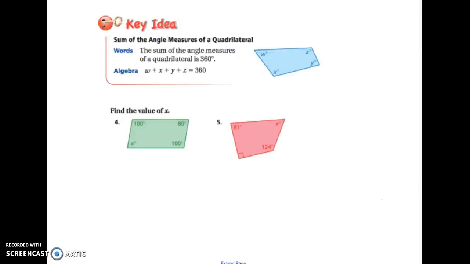Okay, so quadrilaterals have four angles. When we add the four angles together, we will always get 360 degrees. So 1, 2, 3, 4, add them together equals 360. So let's look at an example. Find the value of x.